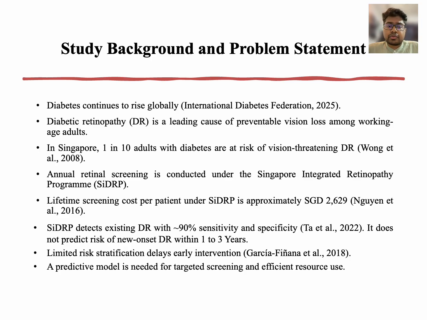Singapore screens diabetes patients for DR through an annual retinal screening program, known as the Singapore Integrated Diabetic Retinopathy Program, SIDRP. According to Nguyen et al., the lifetime screening cost for a single patient under the SIDRP model is approximately 2,000 Singapore dollars. Now, though the SIDRP detects existing DR with 90% sensitivity, it does not predict the risk of new onset DR for a patient within the next 1 to 3 years.